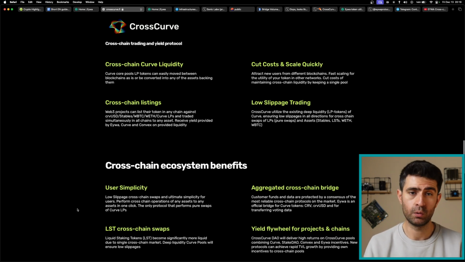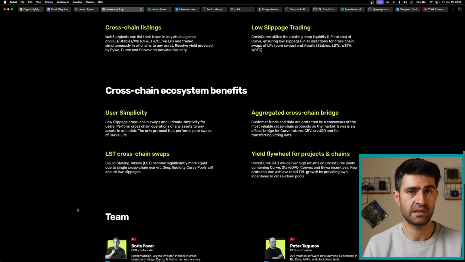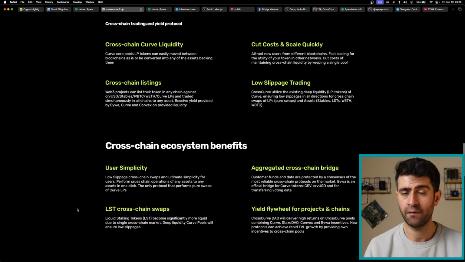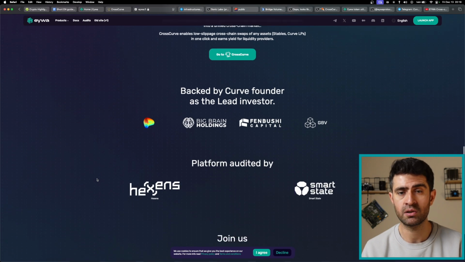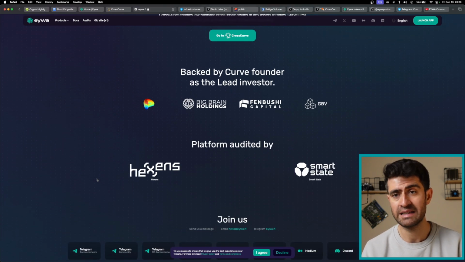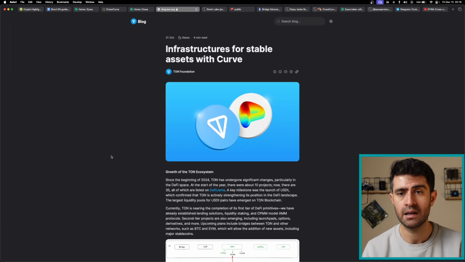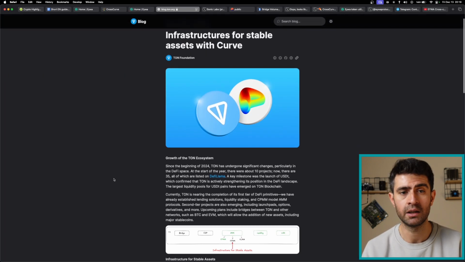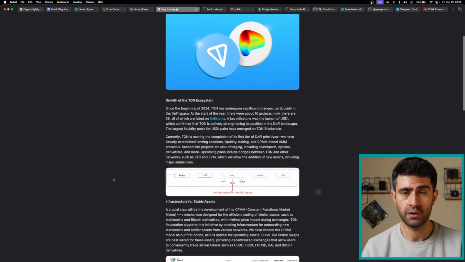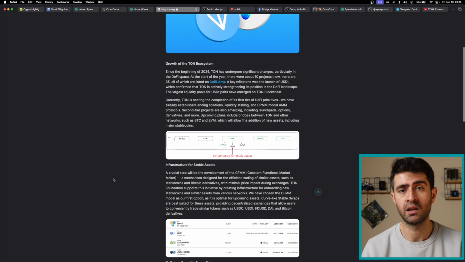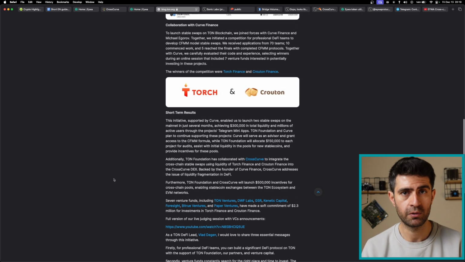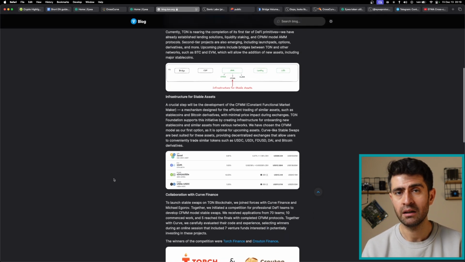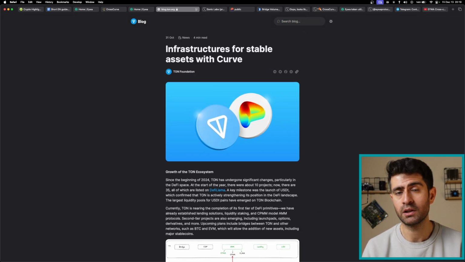EYWA's momentum is fueled by its strategic collaborations and impressive milestones. EYWA has partnered with Curve Finance to launch stable swaps on the TON blockchain. This collaboration included a competition for professional DeFi teams to develop CFMM model stable swaps, resulting in innovative protocols like Torch Finance and Crouton Finance being integrated into CrossCurve. The partnership with the TON Foundation highlights EYWA's commitment to cross-chain innovation. TON Foundation has allocated $500,000 to incentivize liquidity provision in CrossCurve pools, enabling efficient stablecoin exchanges between the TON ecosystem and EVM networks.